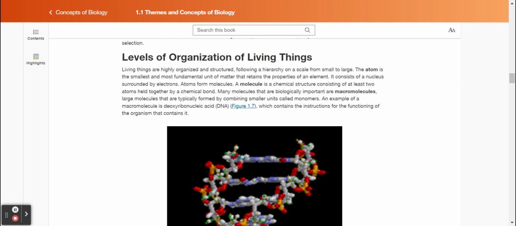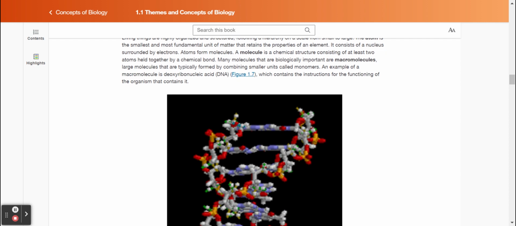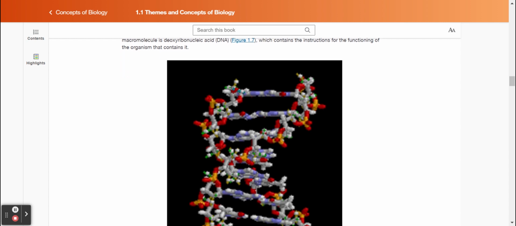Atoms form molecules. A molecule is a chemical structure consisting of at least two atoms held together by a chemical bond. Many molecules that are biologically important are macromolecules, large molecules that are typically formed by combining smaller units called monomers. An example of a macromolecule is deoxyribonucleic acid, or DNA, which contains the instructions for the functioning of the organism that contains it.